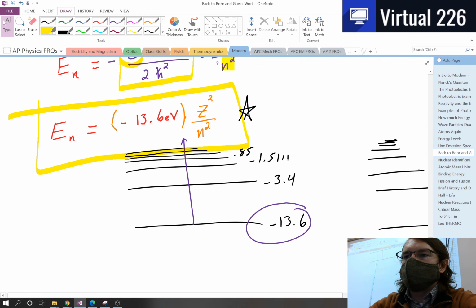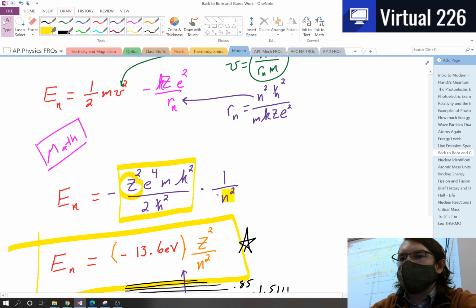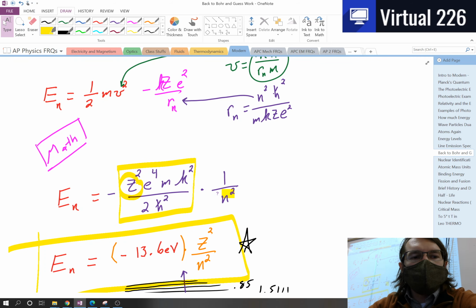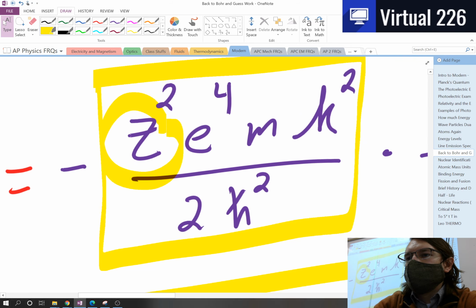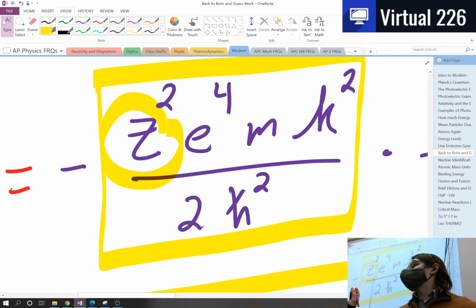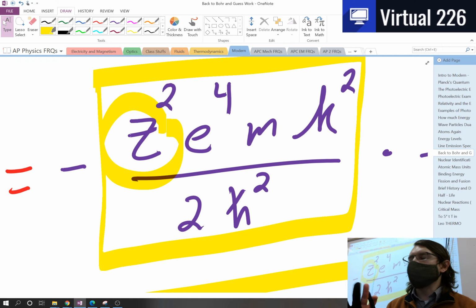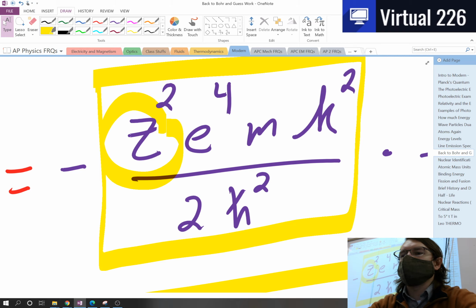Now here's a wild one. This is where things get really bizarre. Up here, we had this wild set of constants, right? Some Z squared, which is just how many protons you have, and then a bunch of constants to give us that 13.6.